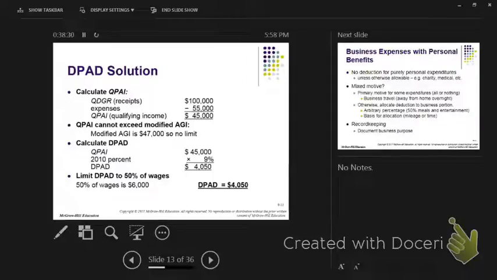The $47,000, remember, the QPAI cannot exceed his AGI. QPAI was only $45,000. His modified adjusted gross income is $47,000. So the way this could have changed is if his expenses were only $40,000, his qualifying income would have been $60,000. If his qualifying income was $60,000, he would have been limited to $47,000. And then this number here, instead of $45,000, would have been $47,000. So he would not have been able to go over that $47,000, or in that case, that $6,000 number.